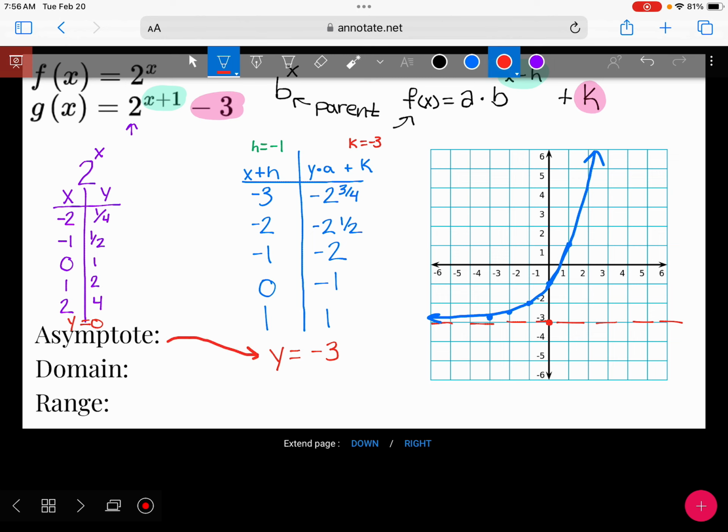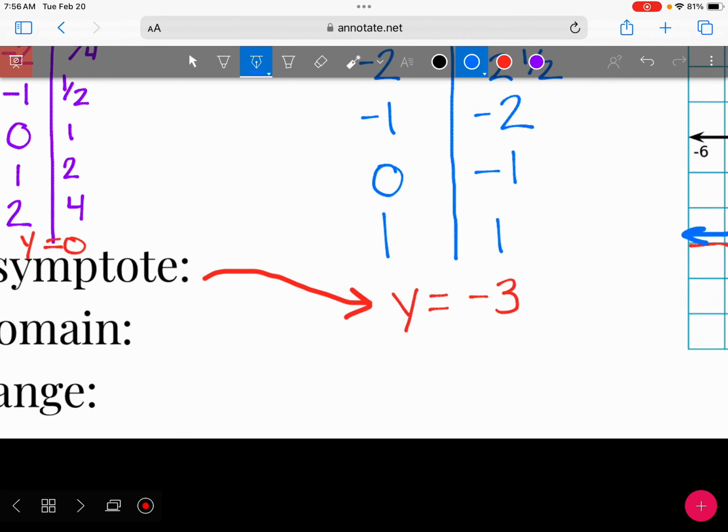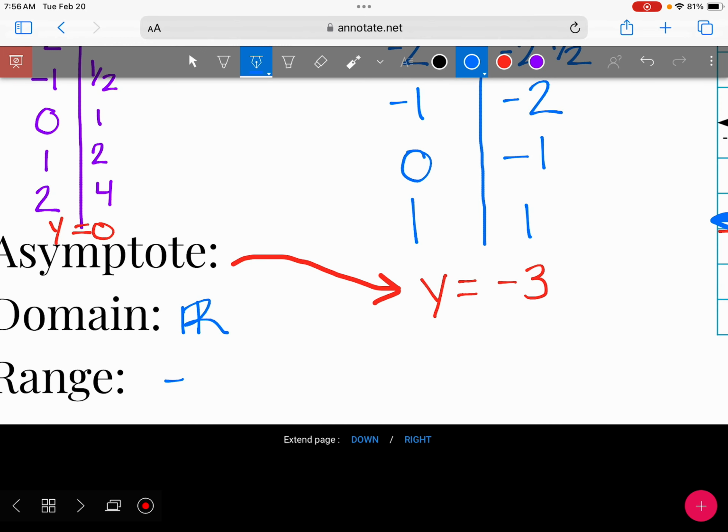We've already identified our asymptote. It's y equals k. It's always going to be our k transformation. What is our domain? All real numbers. What is our range? Last question for the day. -3 to infinity. It's always going to use our k value. Every single time.